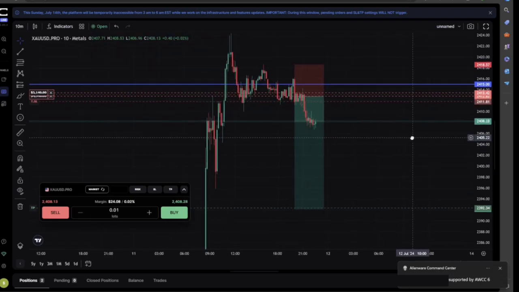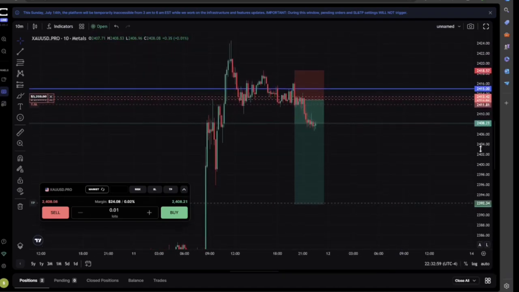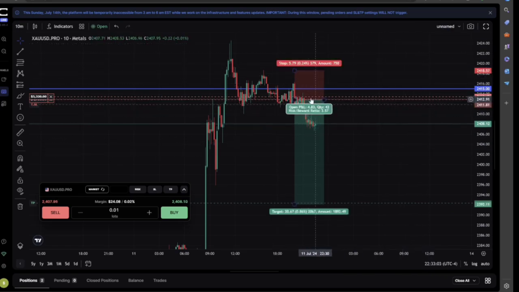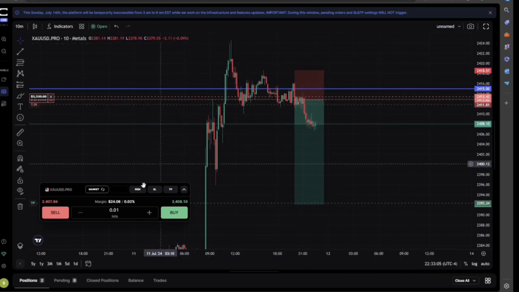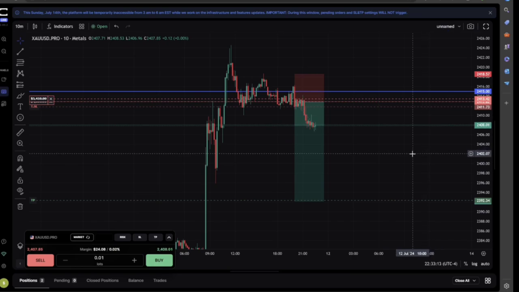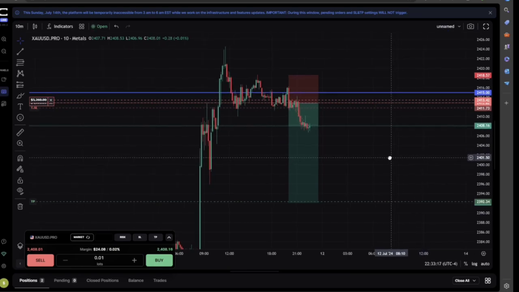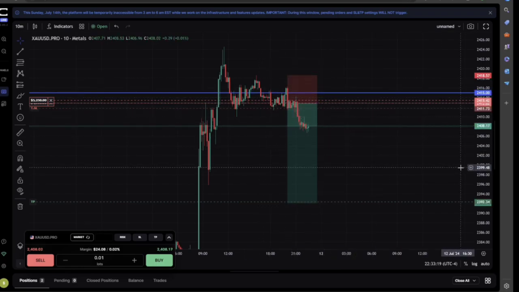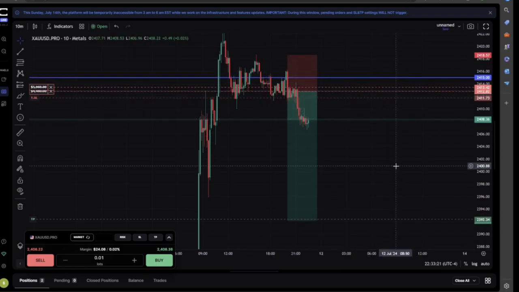So really quick, I just wanted to give you guys a little bit of a breakdown on my position here on gold, why I shorted gold, and also I wanted to show you guys the trailing stop loss system that TradeLocker actually has, which I just ran into. I think it's super cool, and it's 10 times easier than MetaTrader's trailing stop loss system. So first and foremost, let me talk about the trailing stop loss really quick.